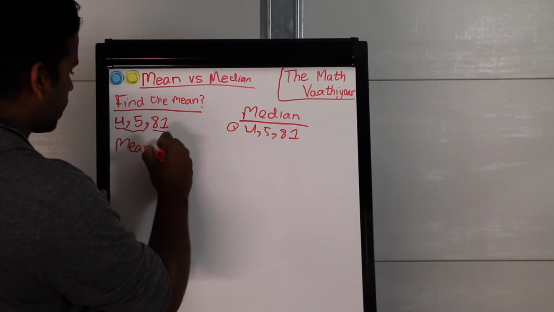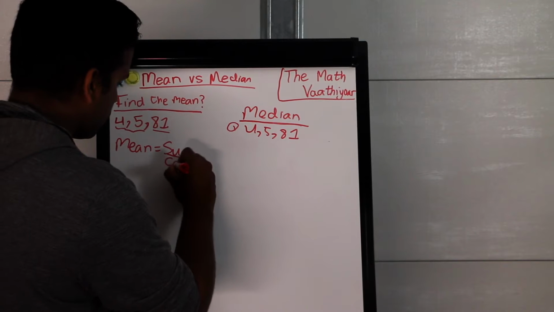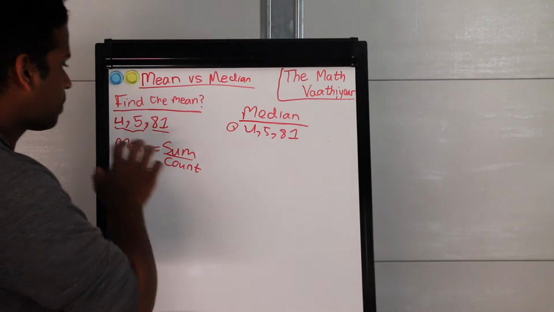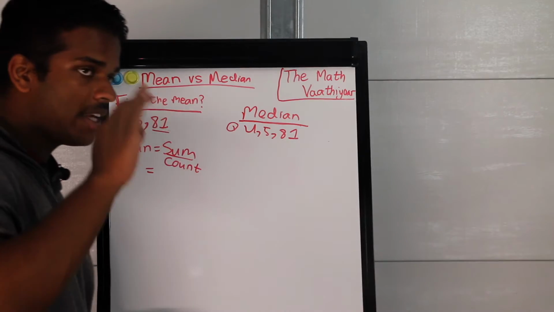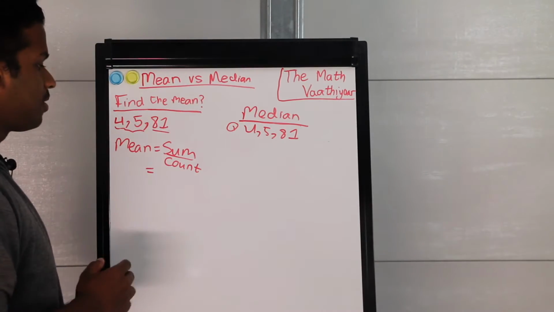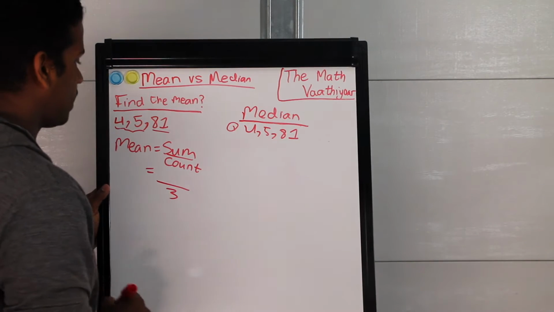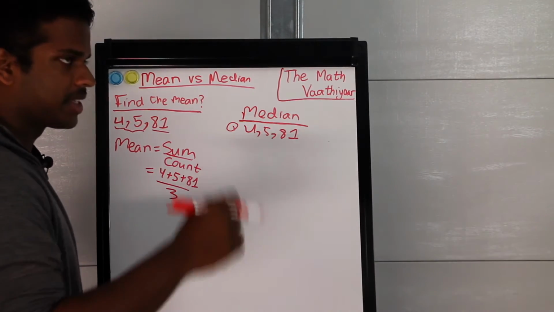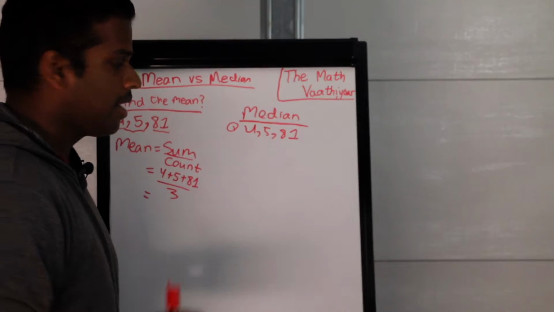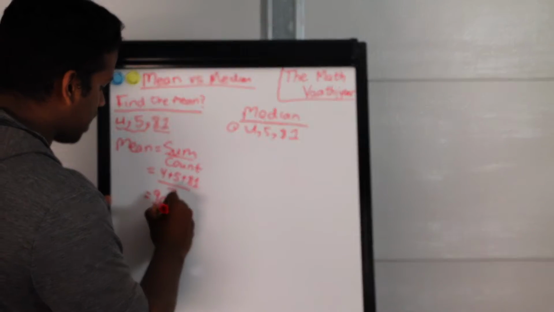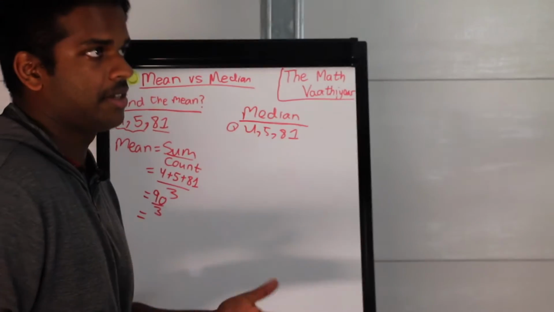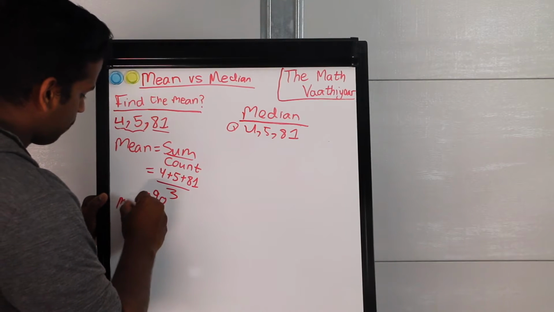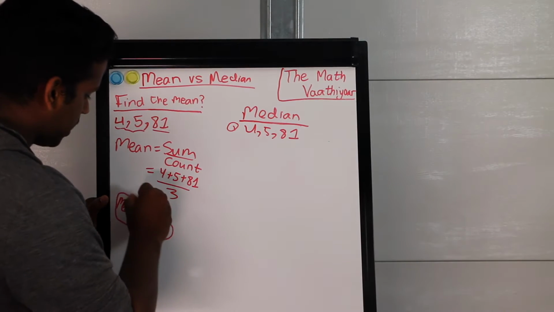So the mean equals sum over count. Okay, so this is the formula for the mean. First we're going to find the sum for these 3 numbers and then divide by the number of values that are in this list. So what are the number of values in this list? The count is 3 and the sum is 4 plus 5 plus 81. 5 plus 4, 9. 9 plus 81, 90. So 90 divided by 3 will give you, you can plug it into your calculators and figure it out as well, but I know that it is 30. So the mean is 30.